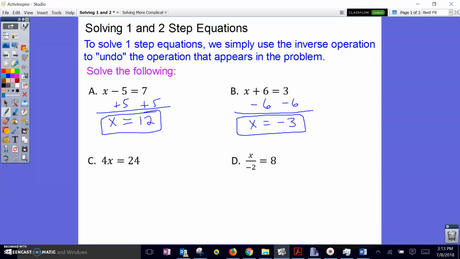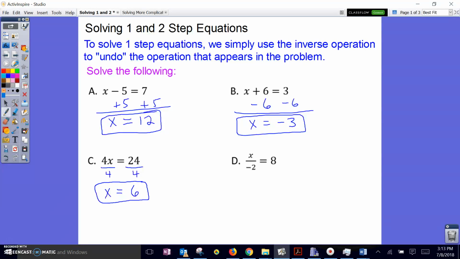Part C. We've got 4x equals 24. That's an implied multiplication, 4 times x. The inverse of multiplication is division. So we're going to just go ahead and divide both sides by 4. And 4x divided by 4 gives us x. And on the right-hand side, 24 divided by 4 gives us 6. So we end up with x equals 6.